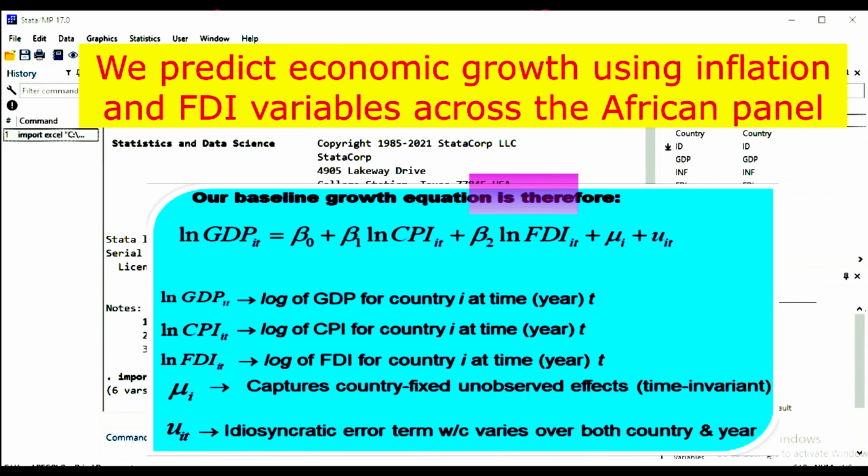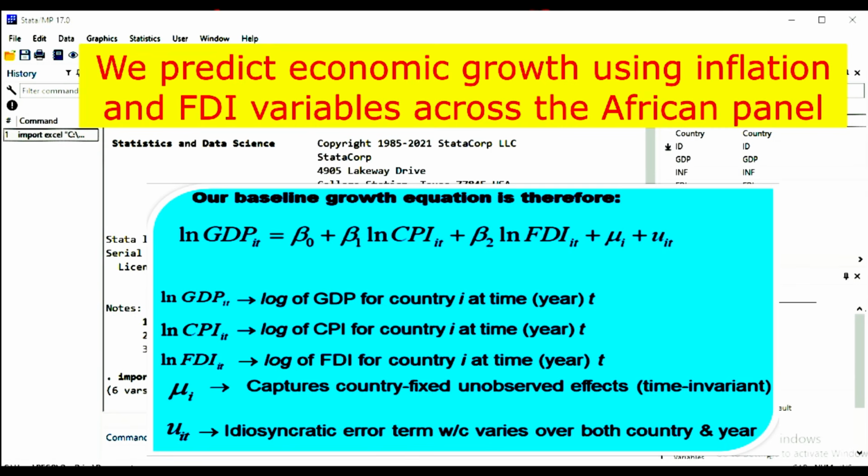Here, beta 2 is the second slope parameter in our equation, which captures the effect of foreign direct investment on economic growth, plus mu i, which captures country fixed or country specific unobserved effects, and plus the last term, that is u_it, which is the random error term which varies across both country and time.